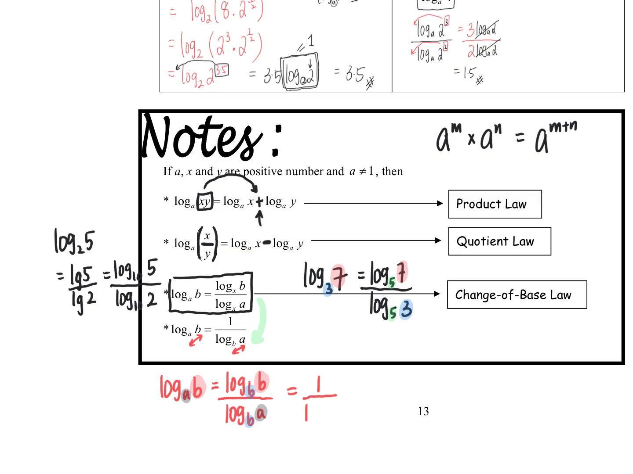So this is actually from the change of base law. It's not a new property. It is an extension from here. So you can see that if I'm interested in swapping these two, I just make it into its reciprocal. This is a shortcut, but actually you don't even need this. This is an extension. That's all.